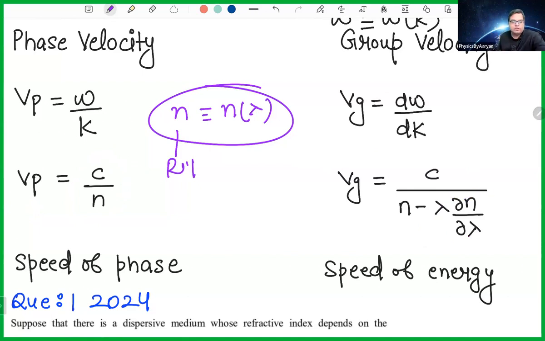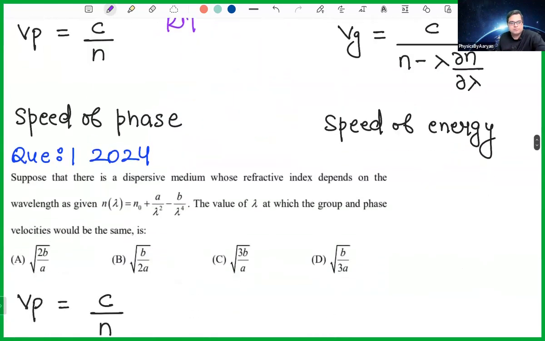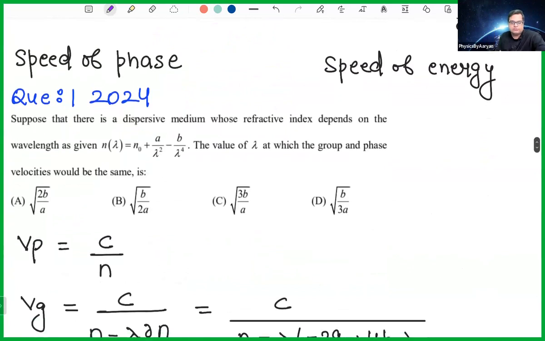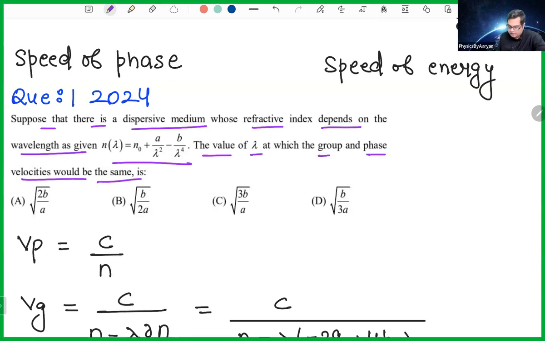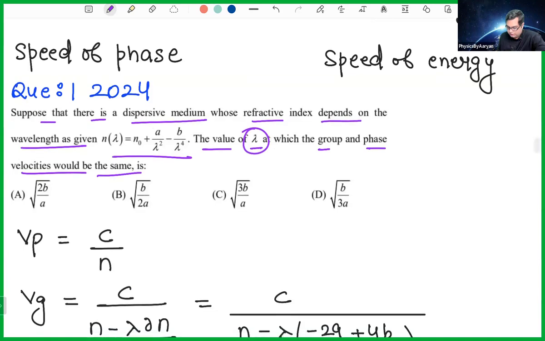So once we know this, then we can come to the problems which have been asked so far in IIT JAM in the last 5 years. So this is my question number 1. Let's see what is given to us. They're saying that suppose there is a dispersive medium whose refractive index depends upon the wavelength. Yes, it will obviously happen. And the formula is given to you, how n depends on lambda. They are asking for the value of lambda at which group velocity and phase velocity are equal. So for what value of lambda will group velocity and phase velocity be the same?